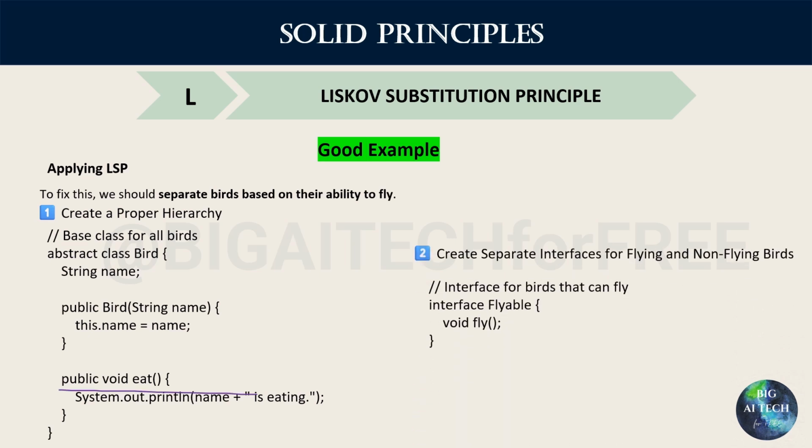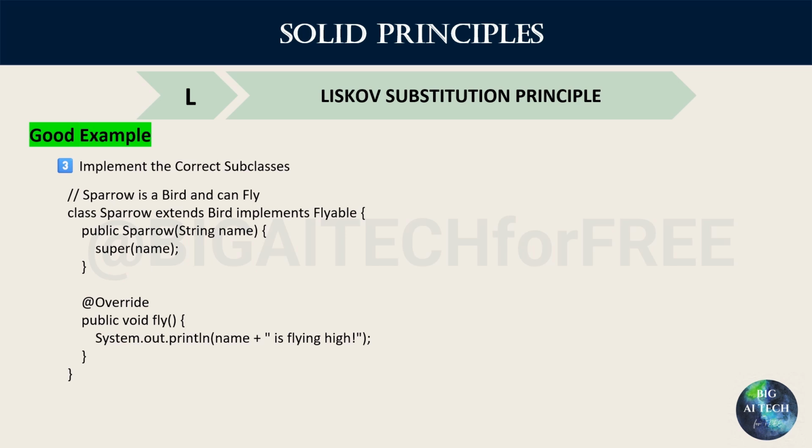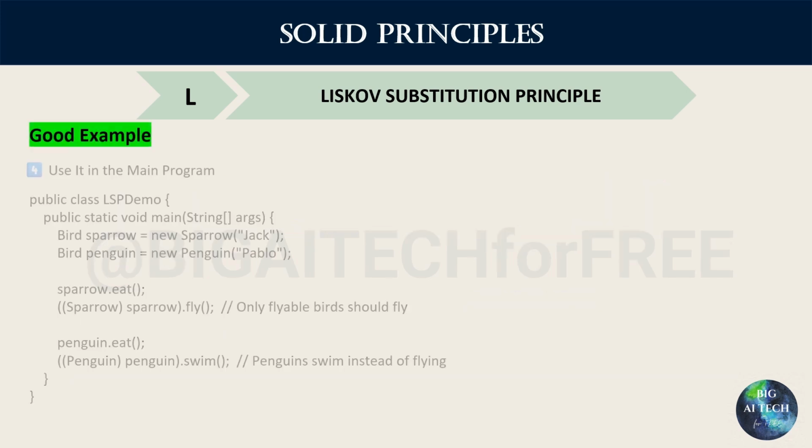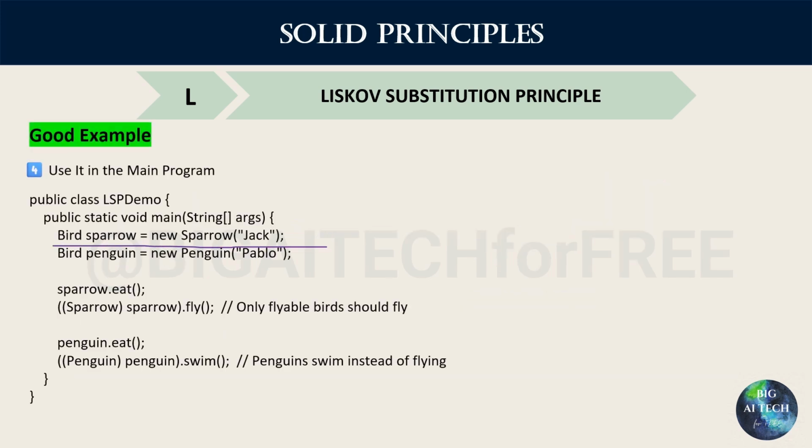And separate interfaces for flying and non-flying birds. We have an interface for flyable. Then sparrow extends bird and implements flyable, right? It is extending bird and also implementing flyable because it can fly as well. So it is implementing the fly method because a sparrow can fly. Similarly, penguin extends bird, but it doesn't need to implement flyable because it cannot fly. It can have its own methods like swim. A penguin can swim, right? In the main method, how do we call this? We create a sparrow and we also create a penguin.